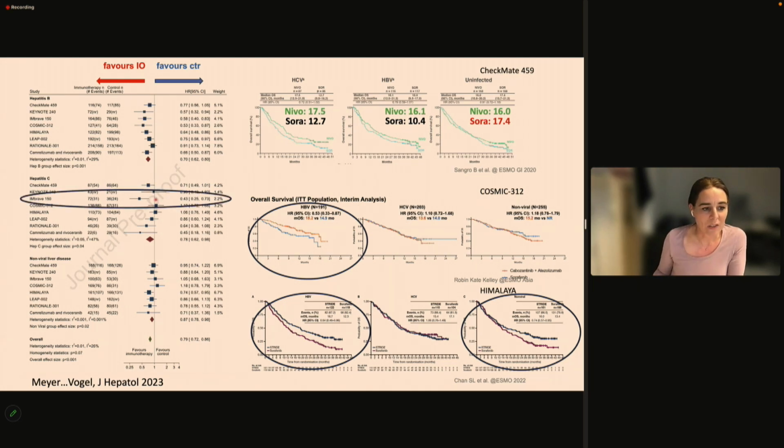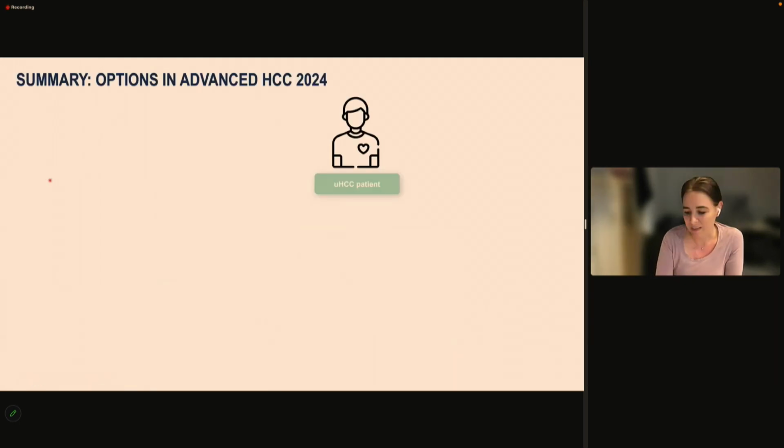Let's go back to our hazard ratios here. And here in IMbrave, you can see it's especially the hepatitis C patients that seem to have a really good benefit in terms of hazard ratio from the IO combination. So I think my take home from this is that at this point, we really don't know, but it's definitely something that we need to keep investigating also in the prospective settings.